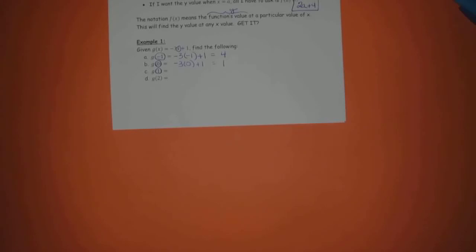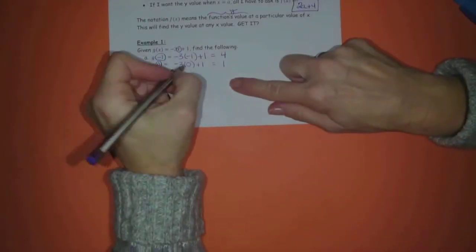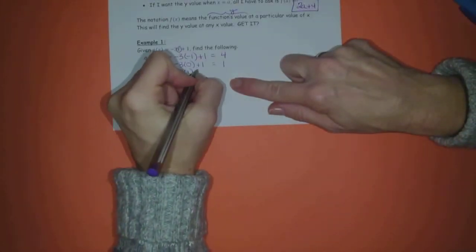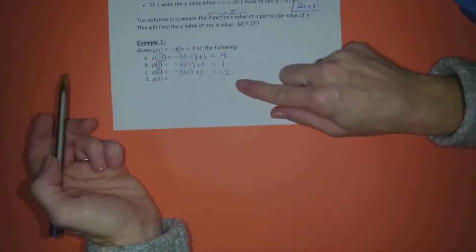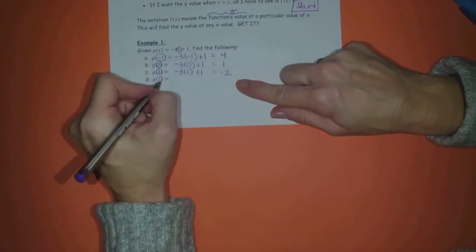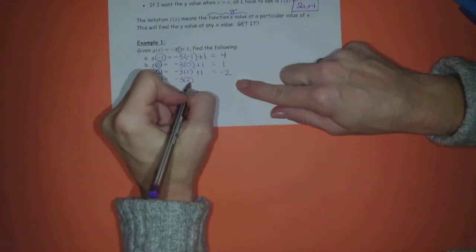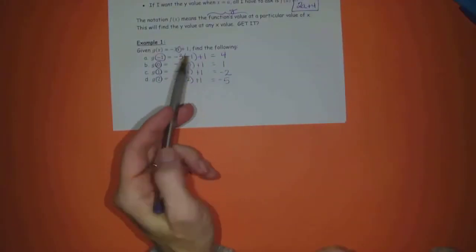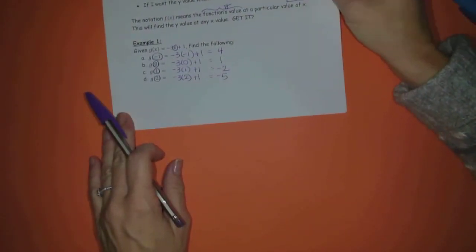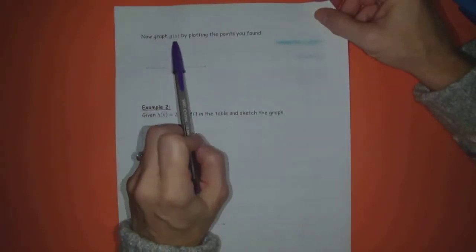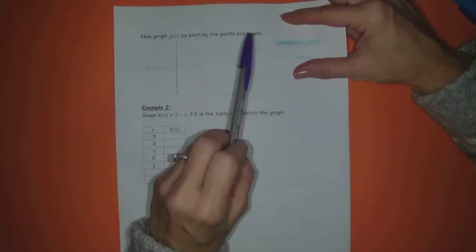Sorry about that. G of 1 would be negative 3 times 1 plus 1, which is negative 2. And g of 2 would be negative 3 times 2 plus 1, which will be negative 5. So it's pretty simple to work with f of x or g of x or anything of x notation. Okay, let's flip it. Go to another, oh, there's more to this one. It says, now graph the function g of x by plotting the points I found.